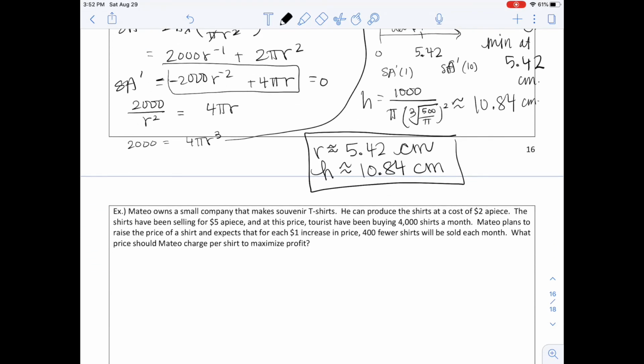The next example that we have, we are going to go ahead and circle that and look at that one together in class.